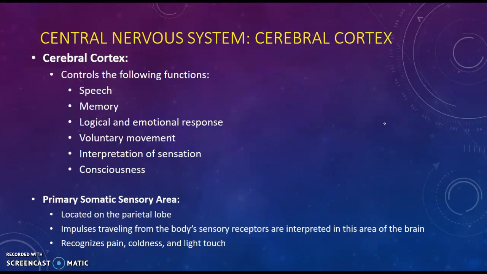This is going to be on the parietal lobe. And this is going to recognize sensation. Okay, it's called the sensory area. So this is where sensation is going to be interpreted, like pain, coldness, and touch.